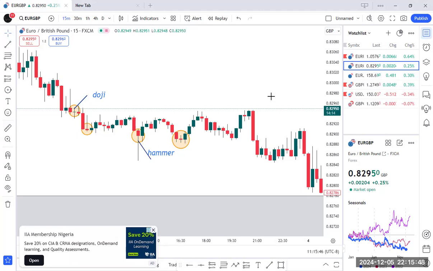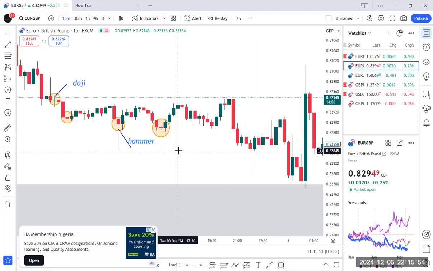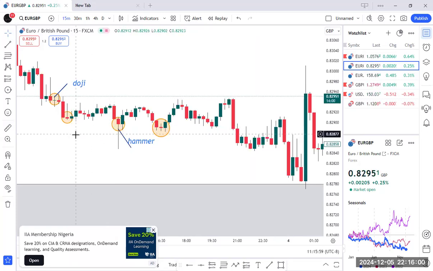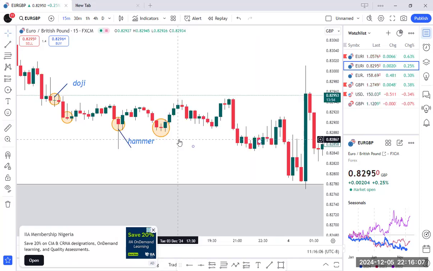Okay, so let's continue. This candlestick is a morning star candlestick pattern. It comprises 3 candlesticks. A hammer comprises 1 candlestick, and a doji is a single candlestick pattern, while the morning star comprises 3 candlestick patterns. We have the bearish candle, then a doji or a hammer, and then the next one is a bullish candlestick.